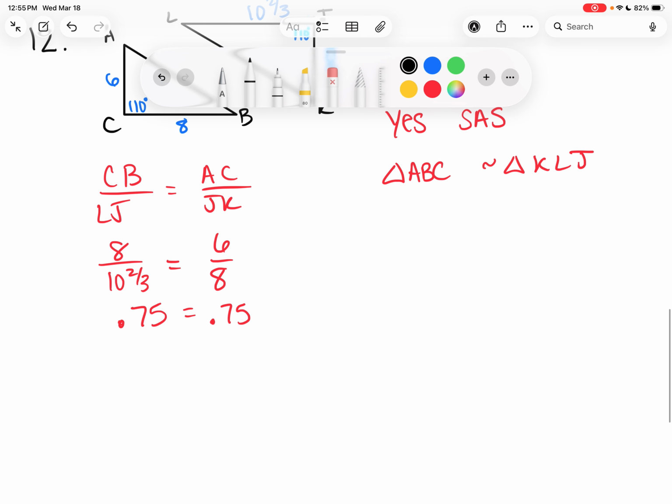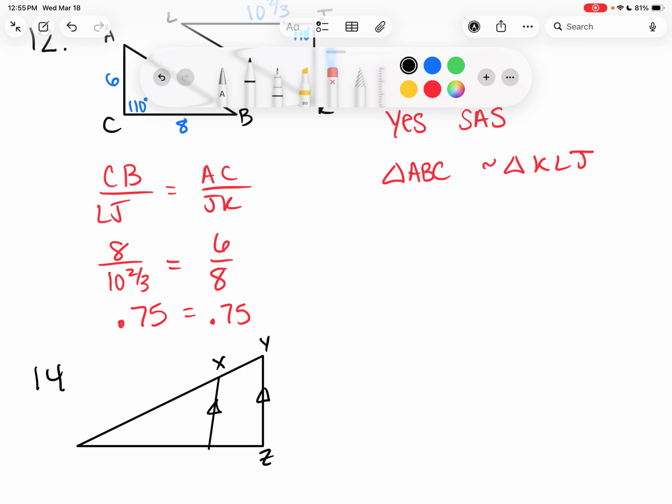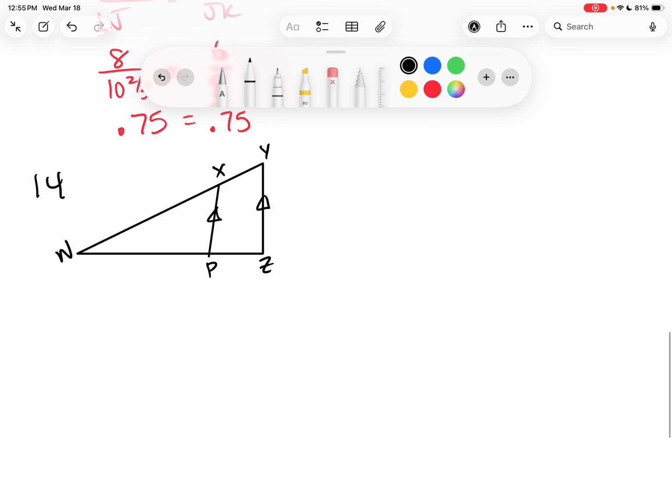All right, 14. We don't need the ratio, I think, for the last one. I guess not. All right, so what do we see here with this one? It's like 2 triangles and 1 big triangle.